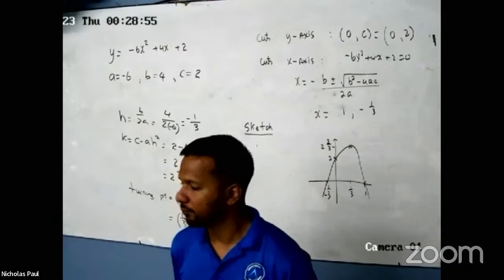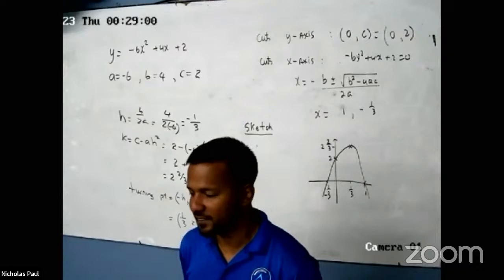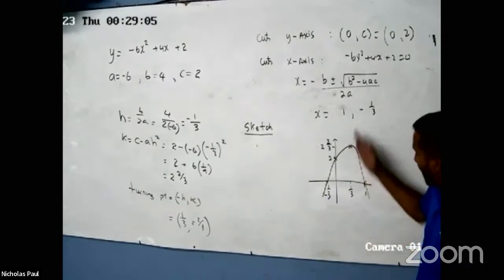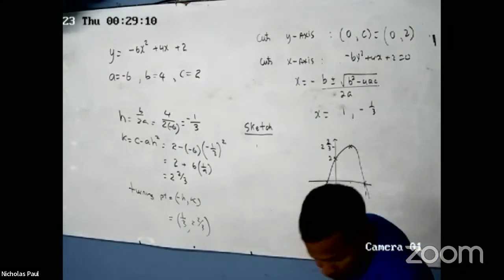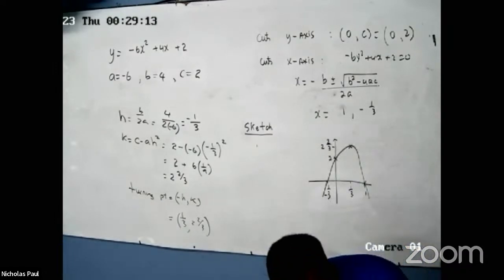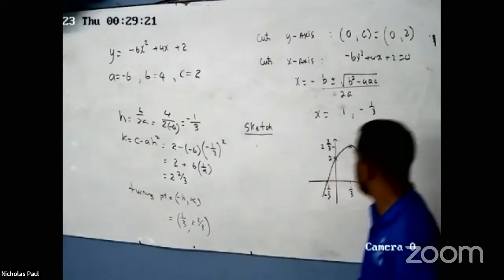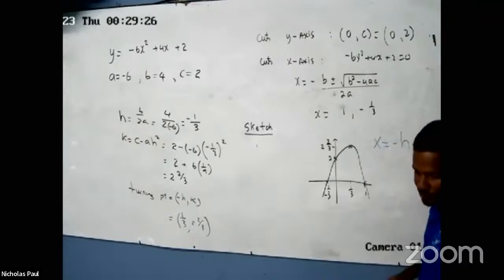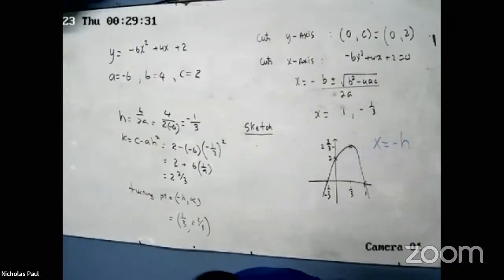And one more thing. The axis of symmetry. Can anybody see it? It's the line that splits it here, right? So the axis of symmetry is always X is equal to minus H. Okay? All right. But today we will stop right there.